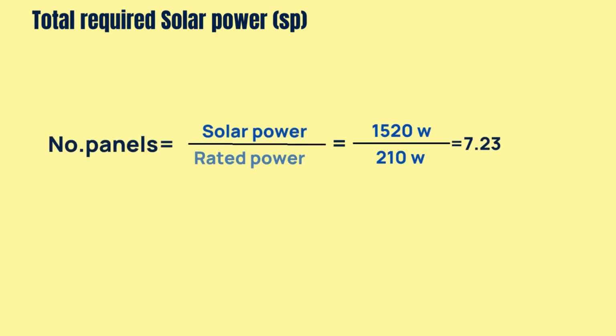Now we can calculate the required number of panels by dividing the solar power by the rated power of the solar panels, from the PV's datasheet. So by dividing 1520 by 210 we get 7.23 panels. Of course we can't get 7 panels and 0.23, so we will choose 8 panels.